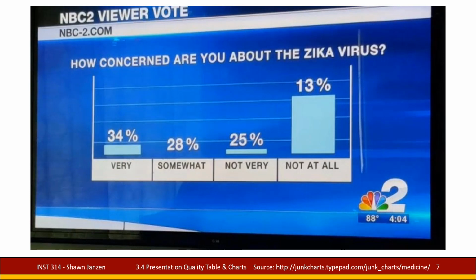Now, I don't know what they were thinking here at NBC, but this particular graphic is just all sorts of messed up. How concerned are you about the Zika virus? We have tall columns in the not at all, but that's only 13%. And yet our 34 is far smaller, and our 28, which is still pretty large, is almost non-existent. So I think somebody's graphics got a little tinkered with here.